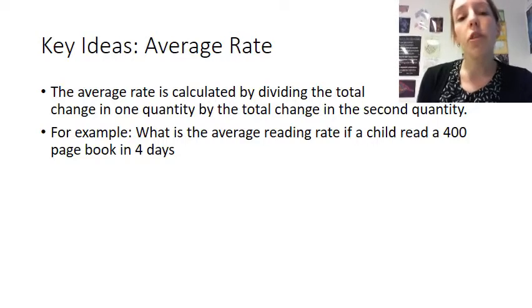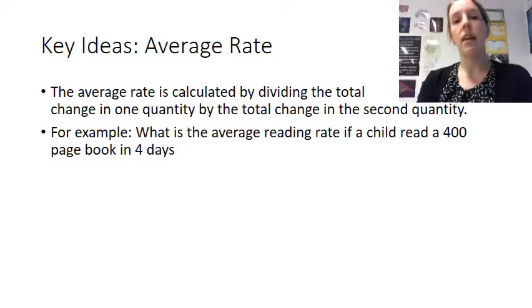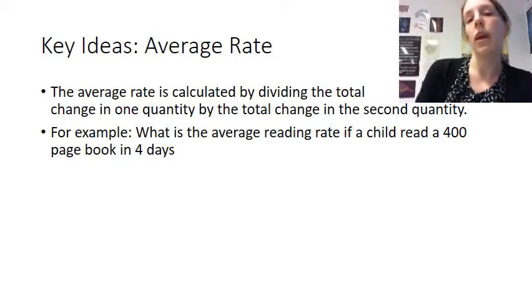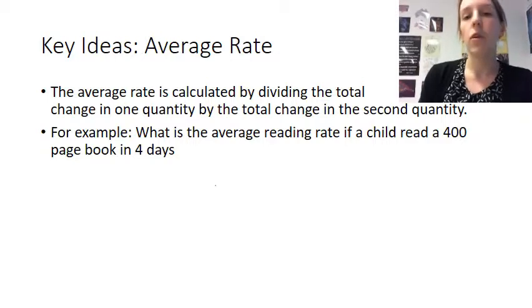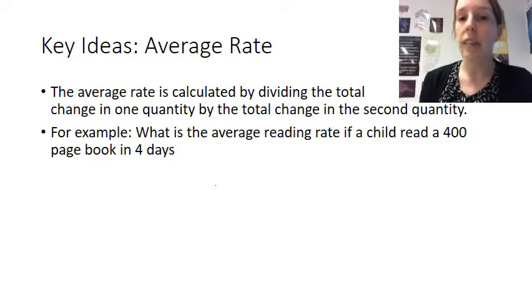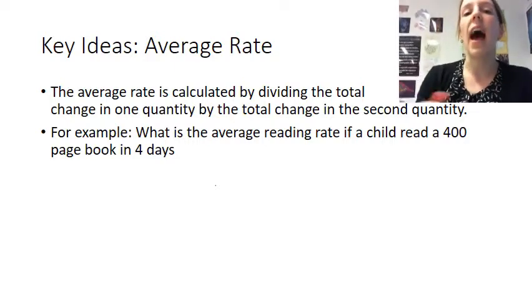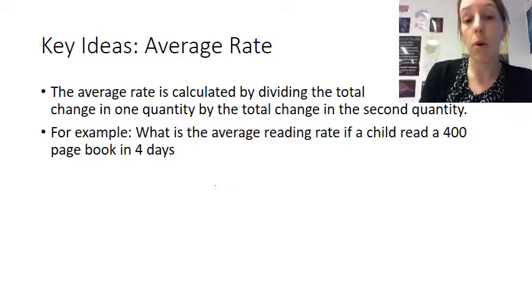Okay, so our average rate. The average rate is calculated by dividing the total change in one quantity by the total change in the second quantity. So I've got an example here that'll probably make it a little bit clearer. For example, what is the average reading rate if a child read a 400-page book in 4 days? So we're going to look at the average rate per day. They may have had days when they read more, days that they read less, but for our average rate, we're going to look at the average amount that we expected them to read per day.